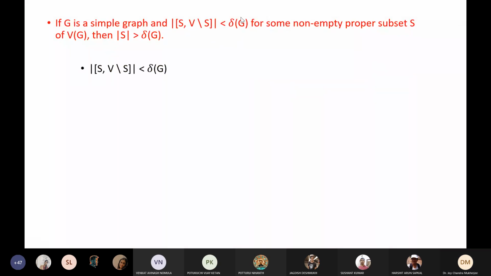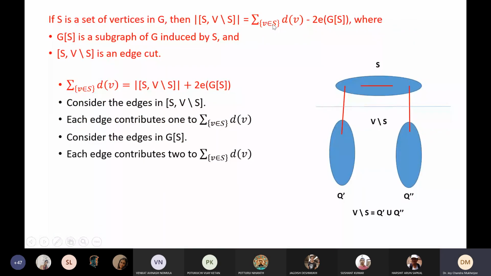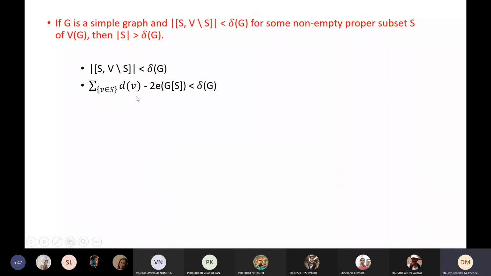So given is that |(S, V minus S)| is less than delta G. So what is |(S, V minus S)|? This formula we got from the last proof, that |(S, V minus S)| is basically equal to the summation of d(v), where v belongs to S, minus 2 E(G[S]). Okay. Now what can we tell about this one? This is a summation of degree of all the vertices in S.